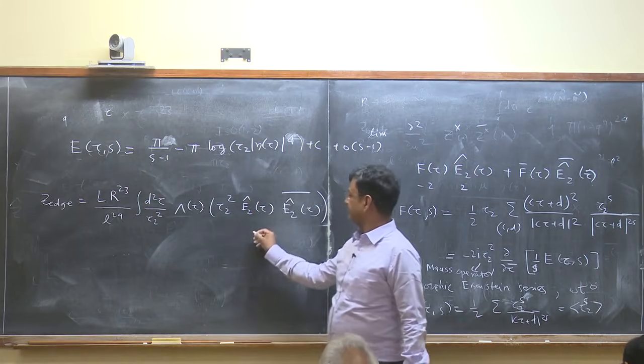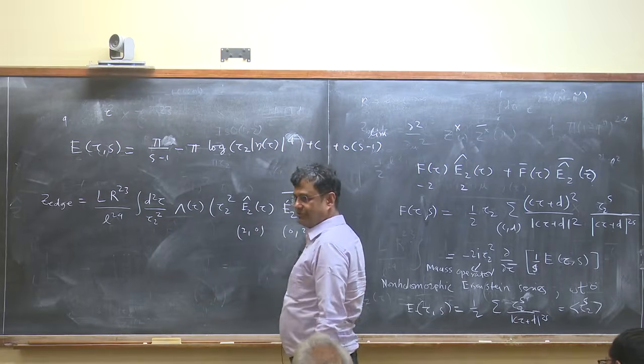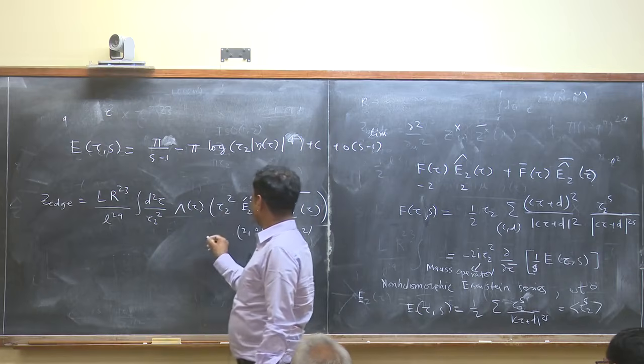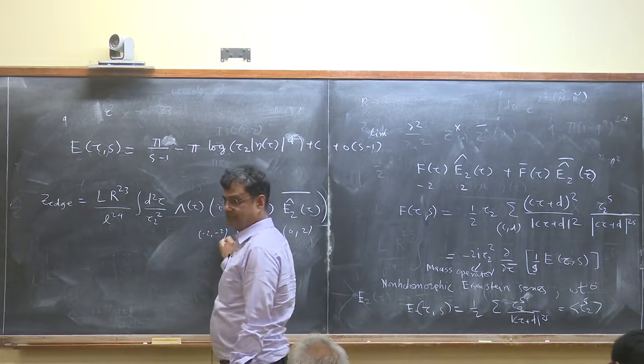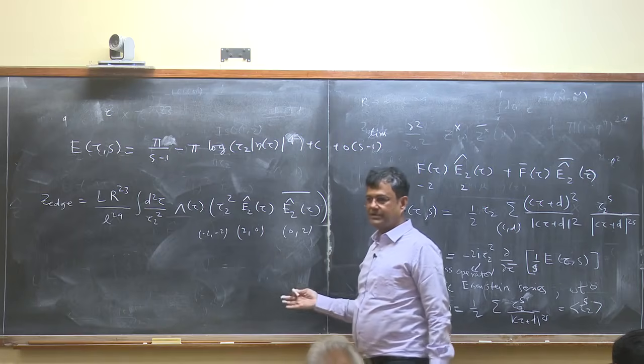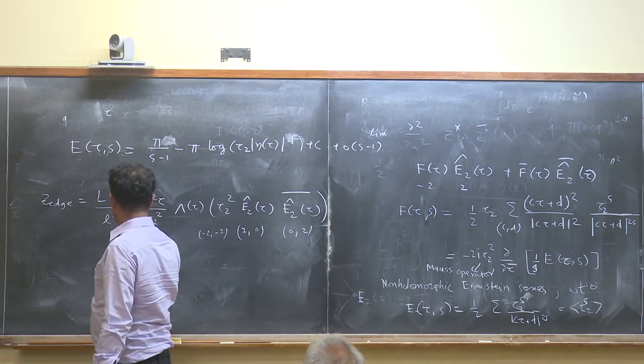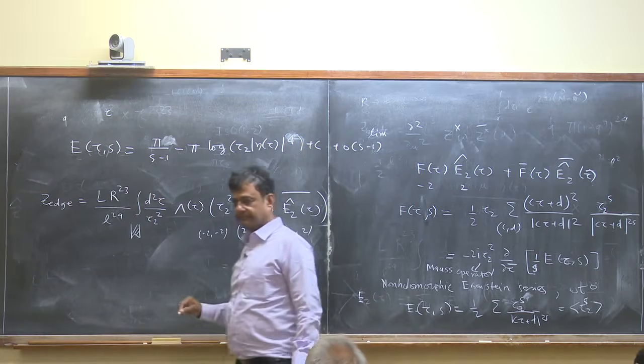And this has weight 2 comma 0. This has weight 0 comma 2, holomorphic and anti-holomorphic. And this has weight minus 2, minus 2. So this whole thing is modular invariant. So you end up getting for the edge modes a nice modular invariant answer, and now the integral is automatically restricted to the keyhole region.